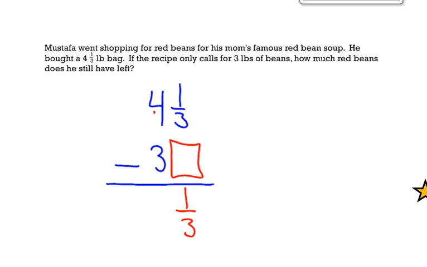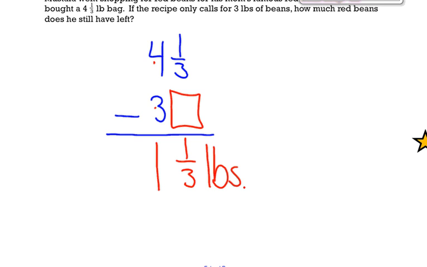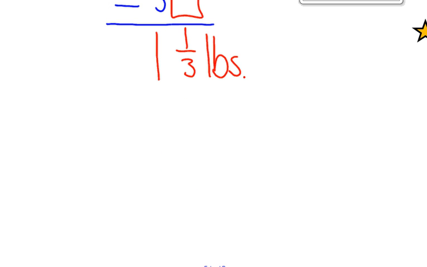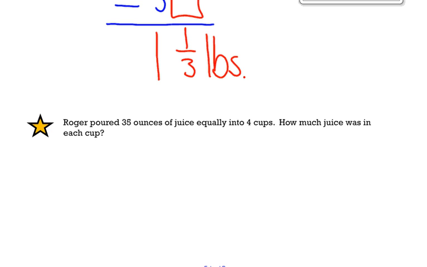And now we're going to take our whole numbers, 4 minus 3, which is going to give us 1. And so our answer in the end is 1 1/3 pounds of red beans are still left. Then I will leave you with this sample problem. We can work through this process of using mixed numbers in the different types of problems, whether it's addition, subtraction, or getting an answer for division. That is lesson number 40.